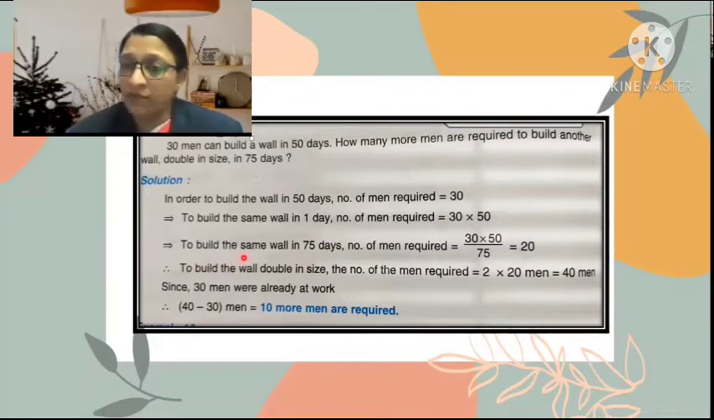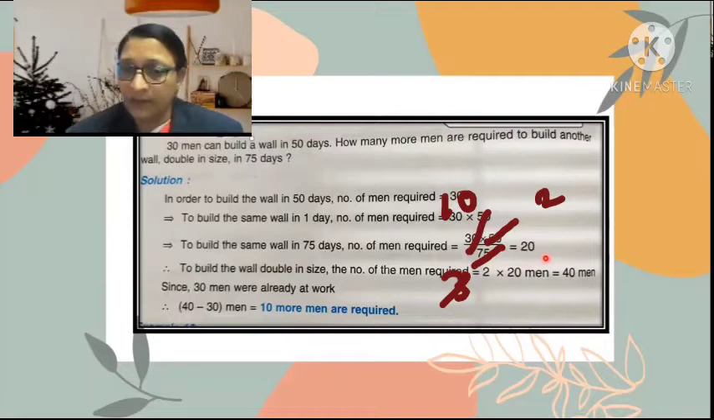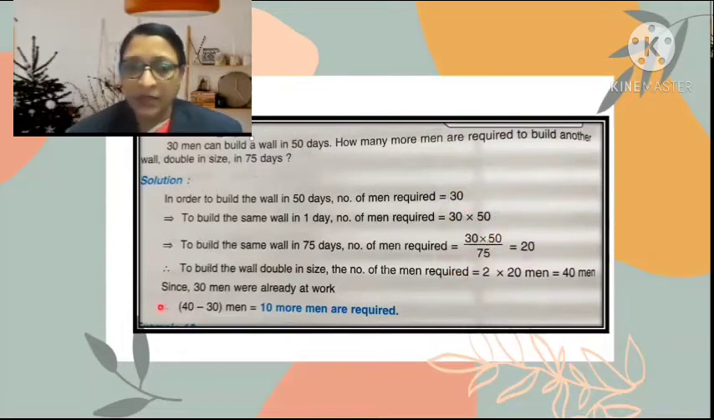So, to build the same wall in 75 days, the number of men required is equal to 30 into 50 upon 75, equal to 20. Here, this number crunch will give you the answer 20 men. Dear students, to build the double size wall, the number of men required will also get doubled. So, 2 into 20 men, that is 40 men, will be required for building the double size wall.